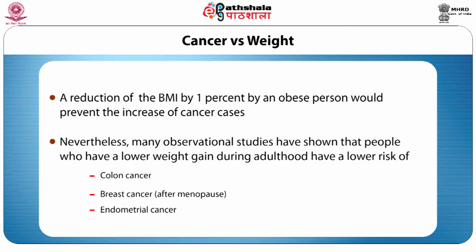Does avoiding weight gain or losing weight decrease the risk of cancer? If every adult reduced the BMI by 1%, which would be equivalent to a weight loss of roughly 1 kg for an adult of average weight, this would prevent the increase in the number of cancer cases. Nevertheless, many observational studies have shown that people who have a lower weight gain during adulthood have a lower risk of colon cancer, breast cancer after menopause and endometrial cancer.